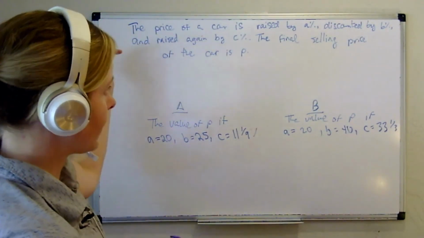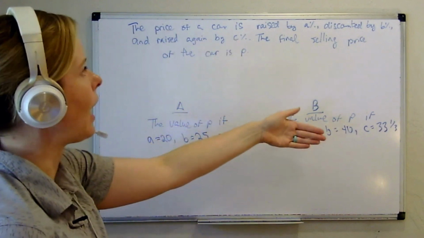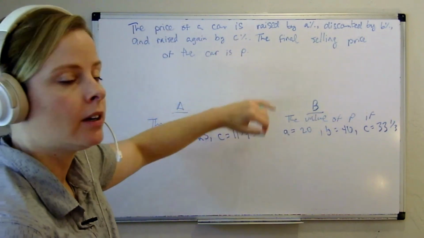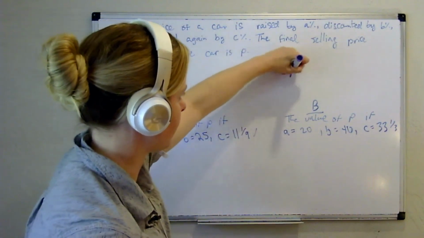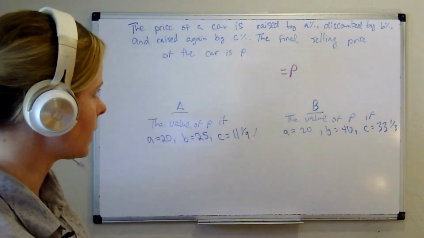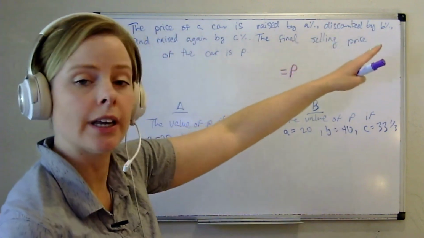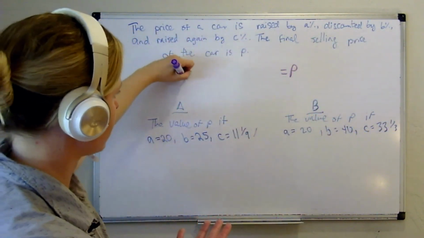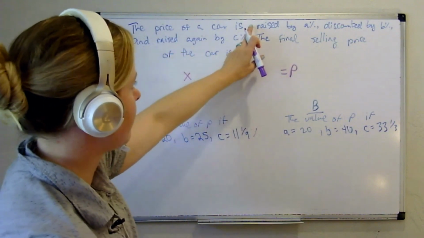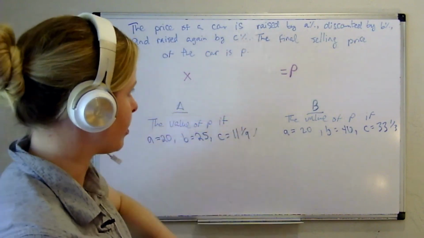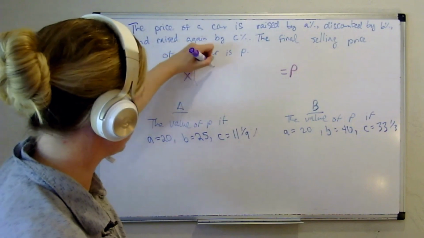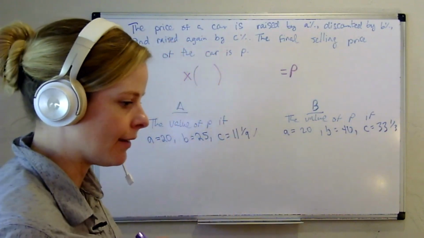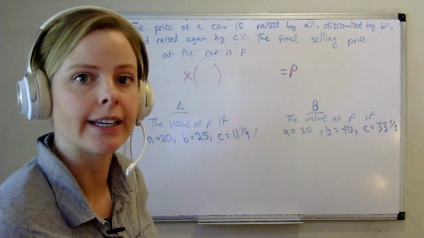So here we've got the price of a car, and then a bunch of stuff happens to that price, and at the end of the day, it is equal to P. So let's just go step by step through this and do a translation. We've got some price of a car, let's call it X. And then that price is raised by a percent. So when I'm thinking about what to multiply X by, well, I know it's going up, so I know we have to have something greater than 1 so that my price gets bigger.